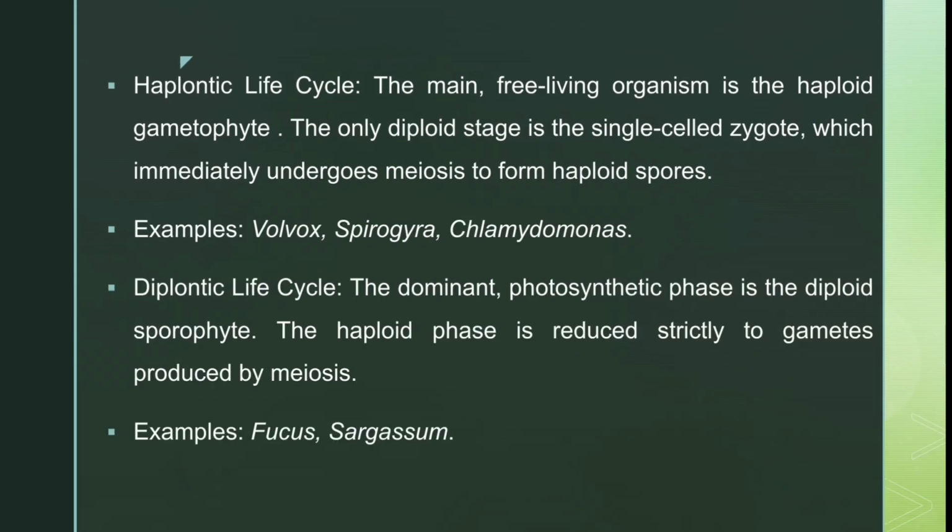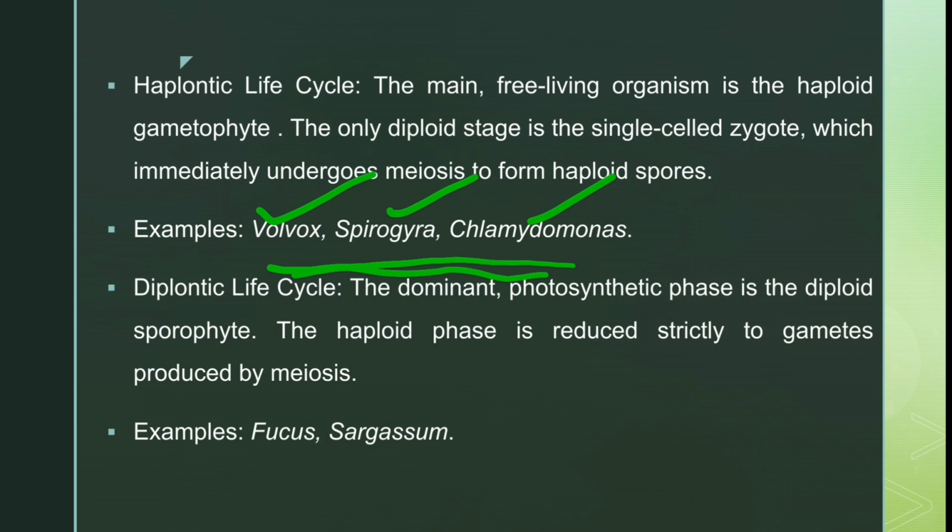At first, haplontic life cycle. It is the most important one, where the organism is a free living organism which is haploid in nature. The only diploid stage is the single zygote which immediately undergoes meiosis to form haploid spores. So most of the stages in the life cycle are haploid. The only diploid stage is the zygote. Examples: Volvox, Spirogyra, Chlamydomonas. These genera show haplontic life cycle.